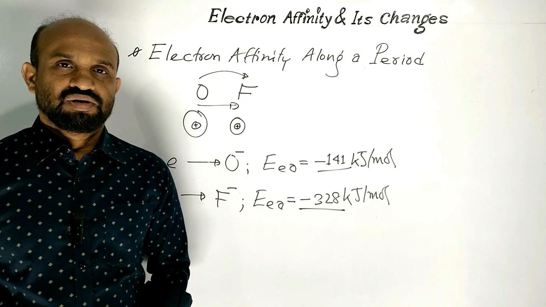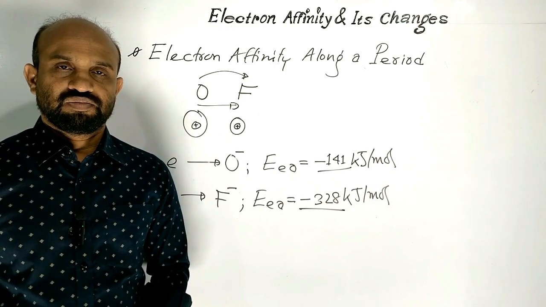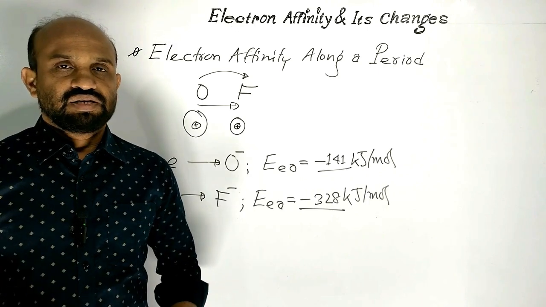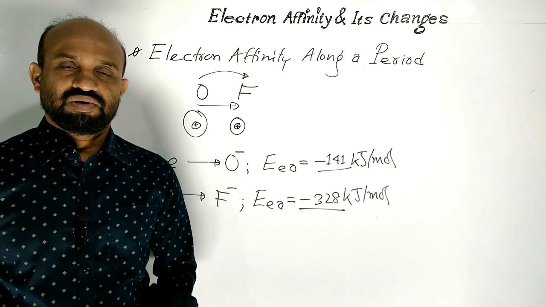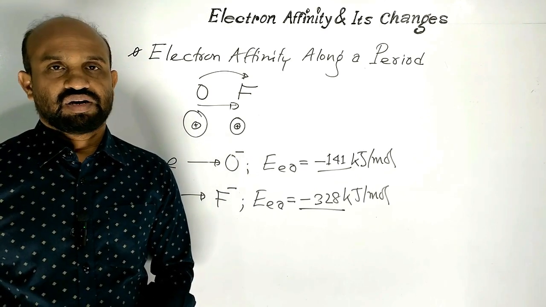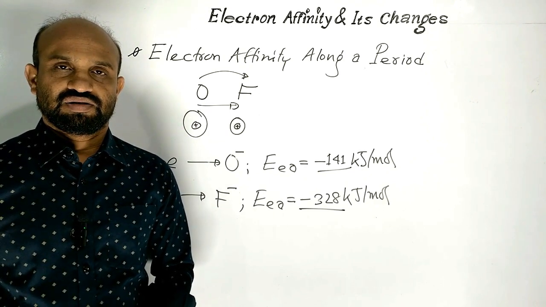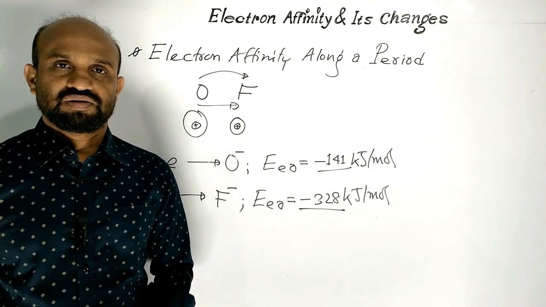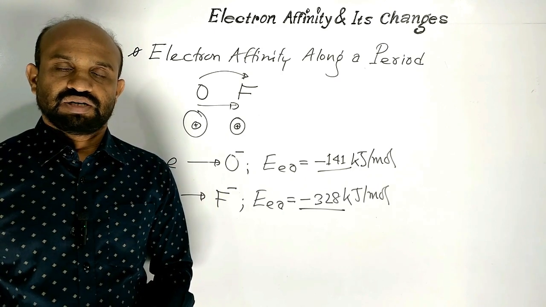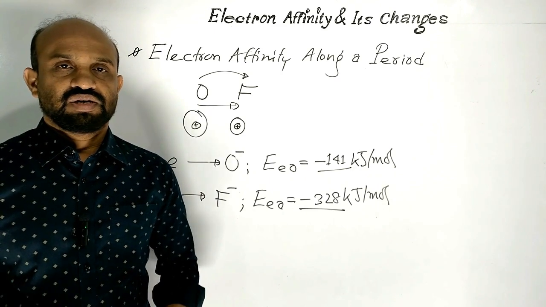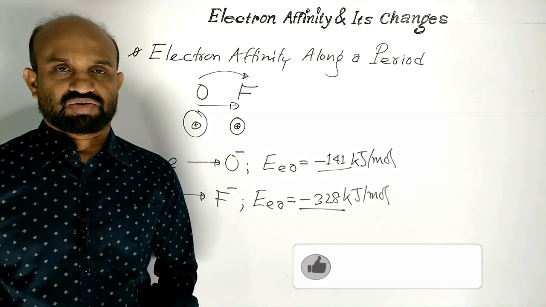Let us conclude: electron affinity decreases along a column and it increases along a period, because along a column atomic sizes increase and along a period atomic sizes decrease. When atomic sizes decrease, attraction between nucleus and incoming electron increases because distance decreases. This is the normal trend of electron affinity.